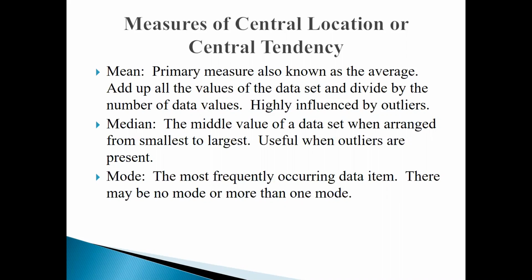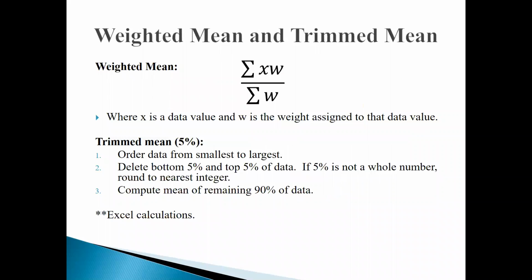Then we have the mode, the most frequently occurring data item. There may be no mode if nothing occurs more than once, or there may be more than one mode as well. Now we also have the weighted mean and the trim mean. For the weighted mean, we take the sum of x times w divided by the sum of w, where x is a data value and w is the weight associated to that data value. And we also have the trim mean.